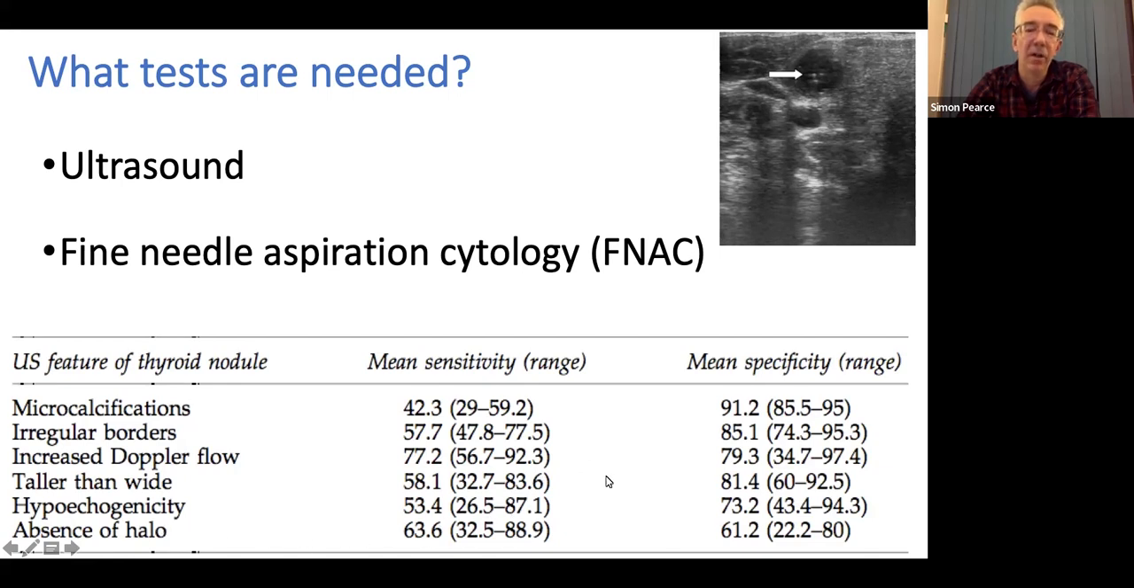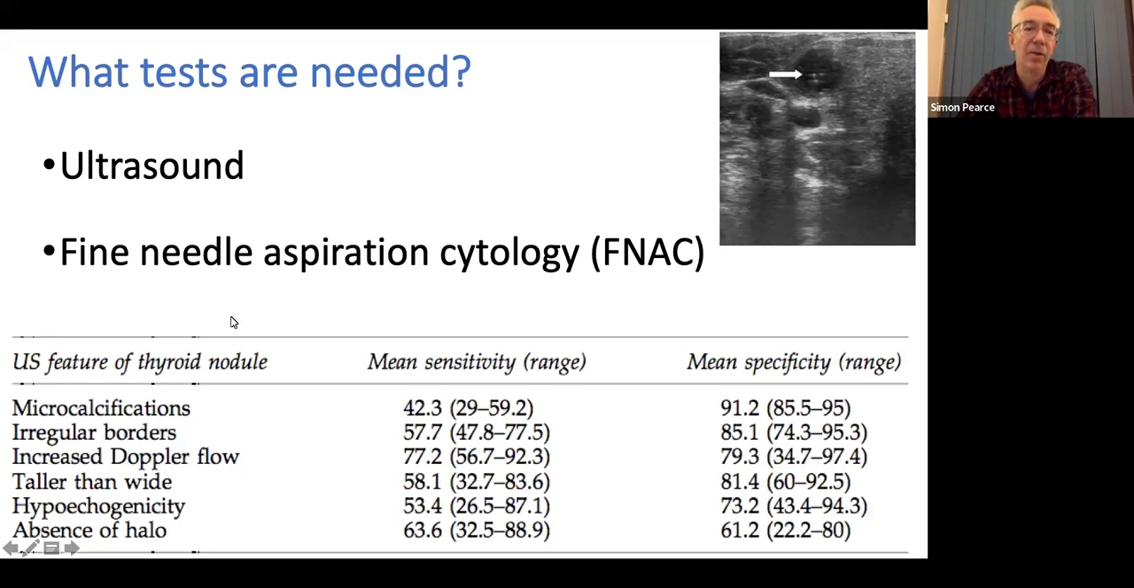So a good ultrasonographer can give you a very good idea of whether the nodule is innocent or suspicious. And if the sonographer says it's innocent, you probably don't need any more tests, and it's probably a waste of time having fine needle aspiration cytology. So this will be the next test if the ultrasound had some of these features, and that would depend on how big the nodule was and how many of the features.